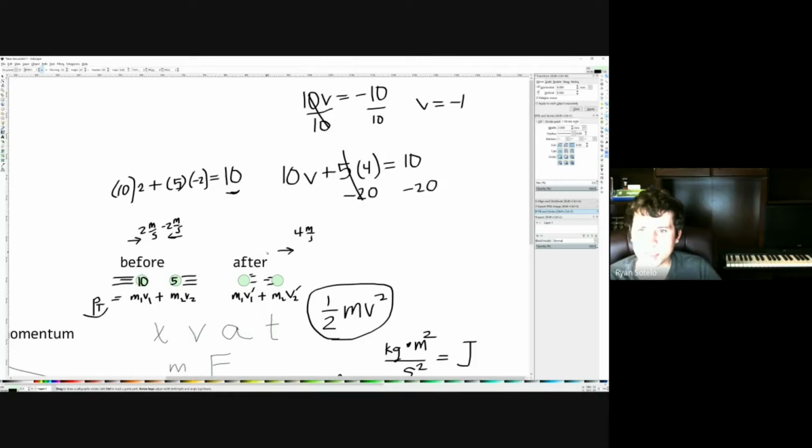So I now know that after the collision, the 10 kilogram object will be moving at 1 meter per second to the left.